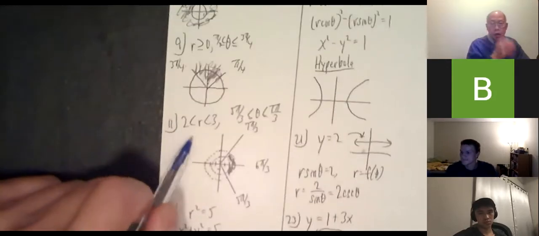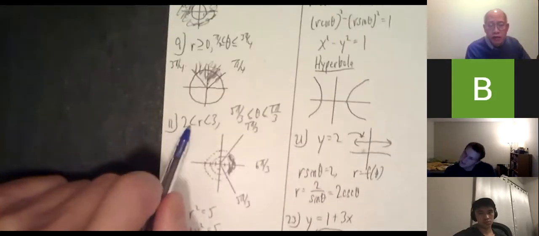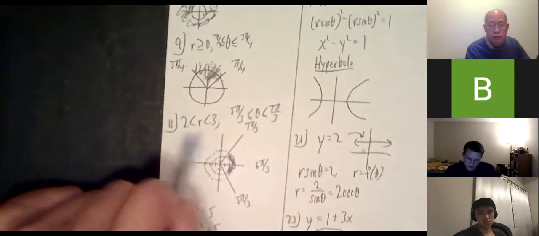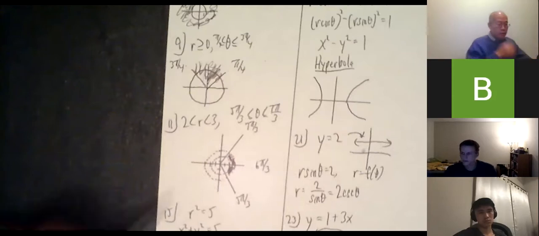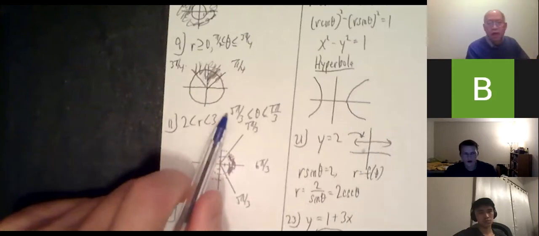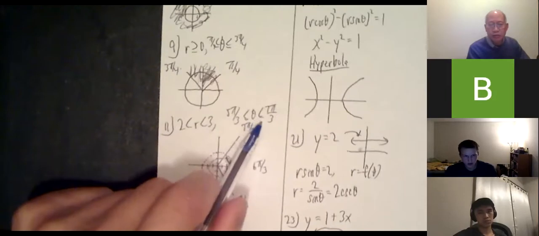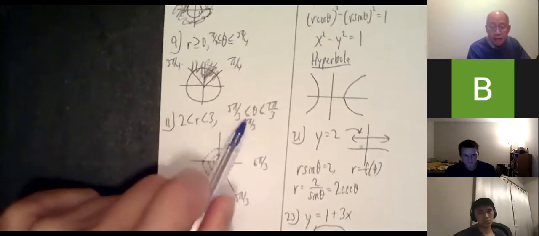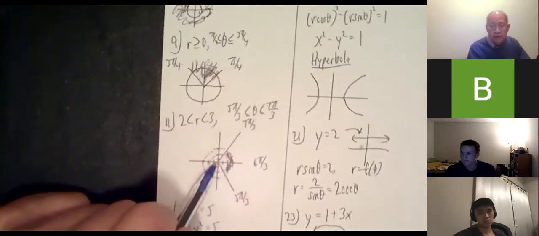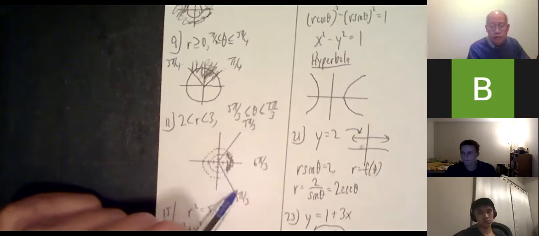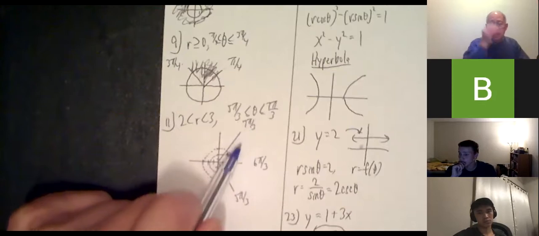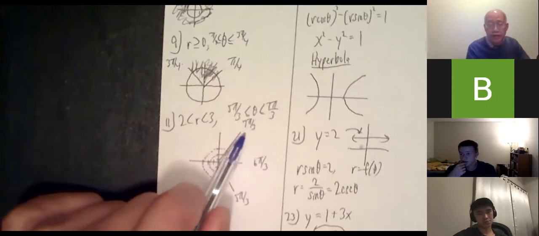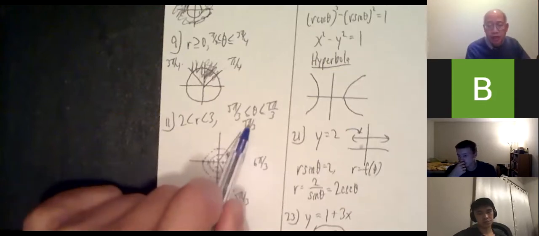Then 11, r is between 2 and 3, not counting 2, not counting 3. And just check the book. Yeah, I think this time it does match. And theta is between 5 pi over 3 and 7 pi over 3. And this time it's inclusive. 5 pi over 3 is over here. 2 pi is 6 pi over 3. Here's 7 pi over 3. So 7 pi over 3 is coterminal, lands you in the same spot as pi over 3.